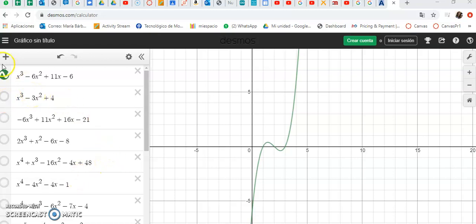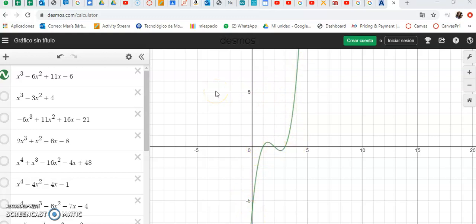And let's see. Here we have the first example: x to the third minus 6x to the second plus 11x minus 6. This is in green color. Look, I want you to see first of all which is the degree. The degree is a third degree function, and the leading coefficient is a positive one. So remember, when the degree is an odd number and the leading coefficient is positive, the graph is falling to the left, as you can see here, and it is rising to the right.